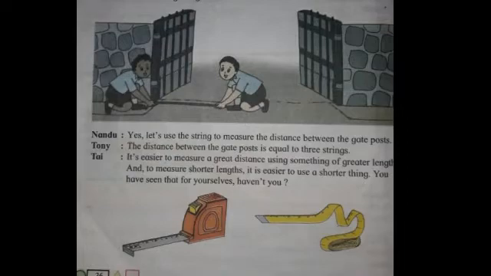Tai: I have a long string. Let's use that. So Tai has a long string, and now they will use that. Nandu: Yes, let's use the string to measure the distance between the gate posts. Tony: The distance between the gate posts is equal to 3 strings. Tai: It's easier to measure a great distance using something of greater length.